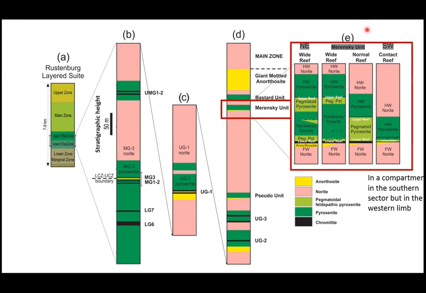There are some facies along the strike known as wide reef and contact reef. In the contact reef, the lower and upper reef are stacked up on each other. But in the wide reef, the upper and lower reefs have been separated from each other by normal pyroxenite, which makes the facies less economic for miners.